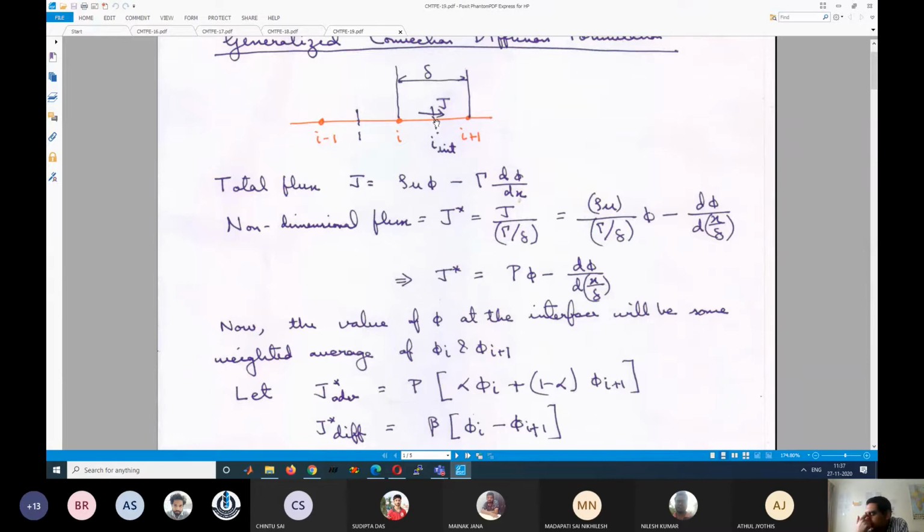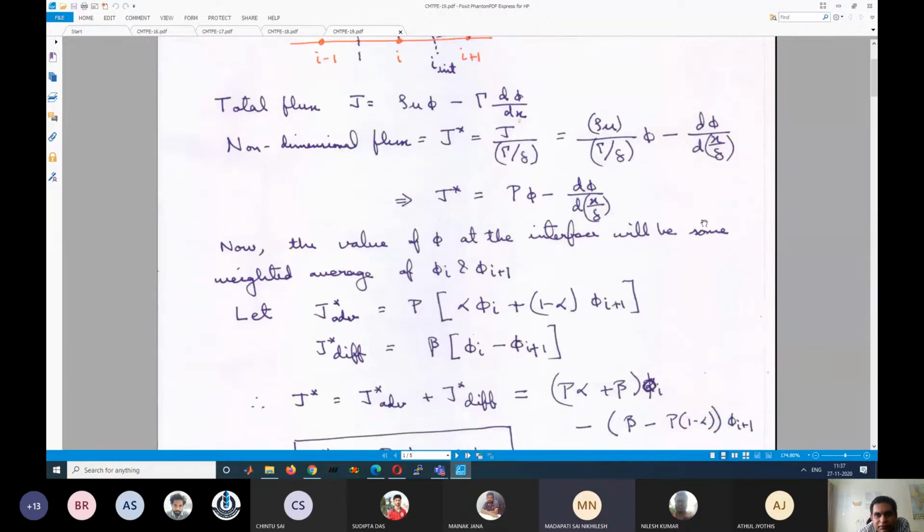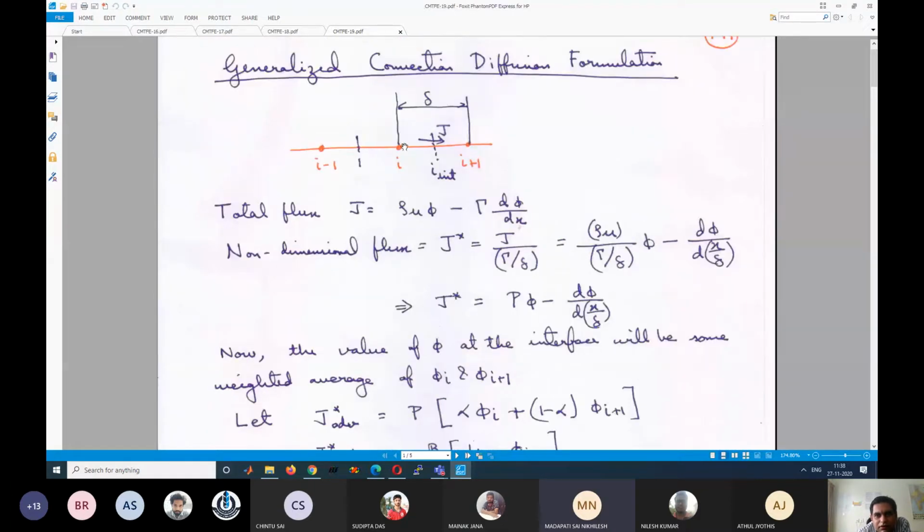How will you discretize it? Because this delta is very small, I can write the derivatives in terms of grid point values. So what will we do? This entire term is the flux, minus d phi dx by delta. How will you write minus d phi dx by delta? Phi I minus phi I plus 1. That only gives the difference, right?